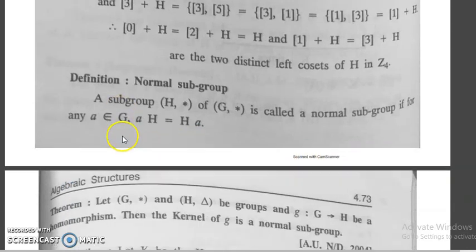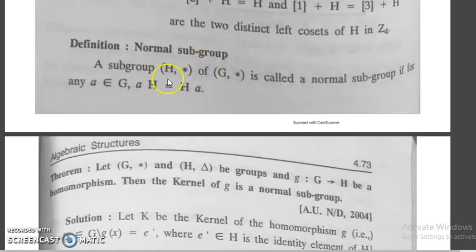Now we will go to the next definition, normal subgroup. A subgroup (H, *) of (G, *) is called a normal subgroup if for a in G, aH equals Ha.